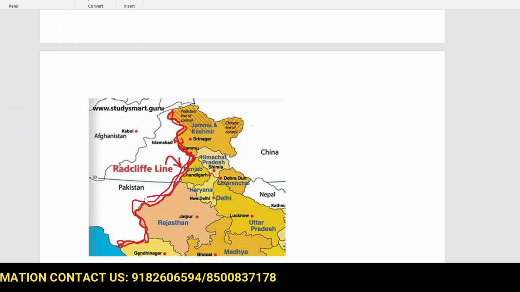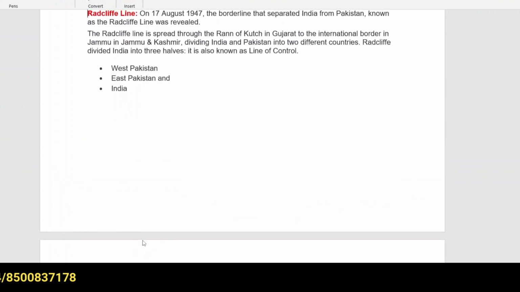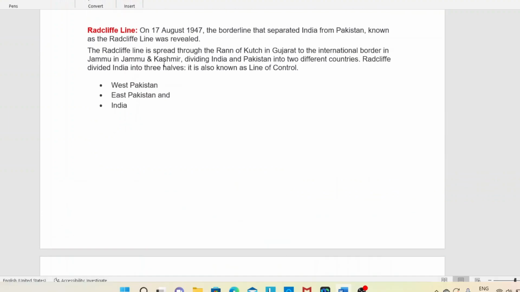Let's see some more information about the Radcliffe Line. The Radcliffe Line runs from the Rann of Kutch in Gujarat to the international border in Jammu and Kashmir, dividing India and Pakistan into two different countries.